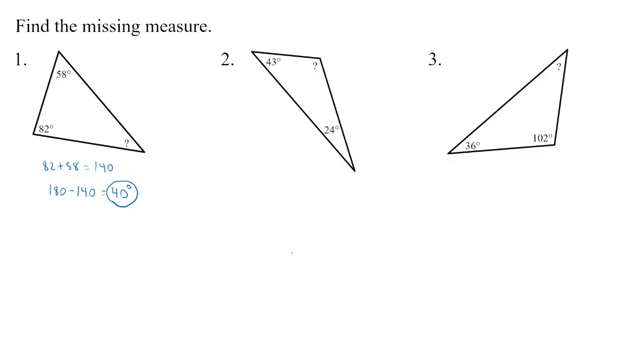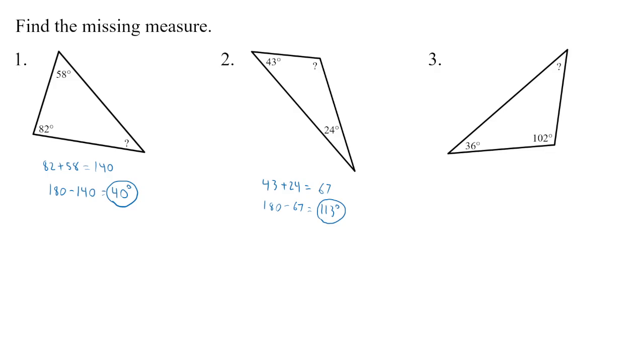So you're going to add 43 and 24. You will get 67. And then you subtract 67 from 180, and you're going to get 113 degrees. So the measure of the missing angle is 113 degrees.